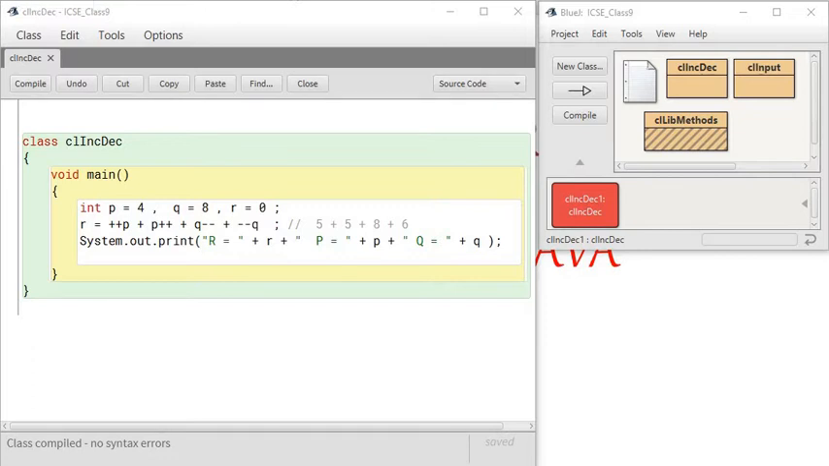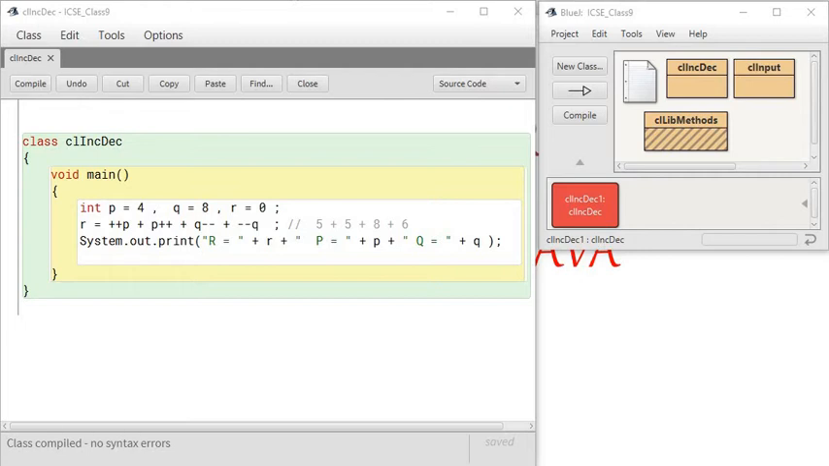R is becoming ++P + P++ + ++Q - -- + --Q. So what do you think is going to happen? Let us look into it. P is 4. Therefore, ++P will supply which value? 4 or 5? See, it's working over P++.